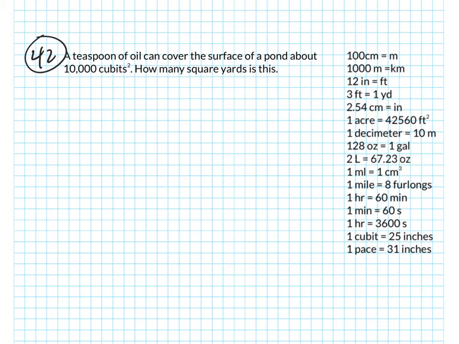A teaspoon of oil can cover the surface of a pond of about 10,000 cubits squared. How many square yards is this? All right, so I'm going from cubits to yards. So let's see, if I think about this, going to yards, let's start with the answer.